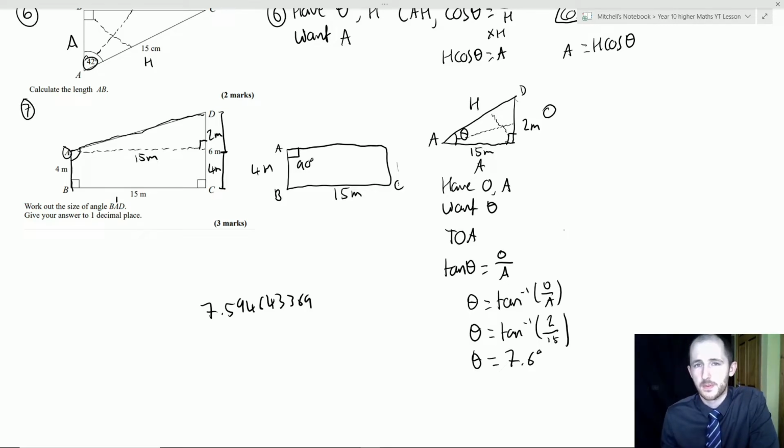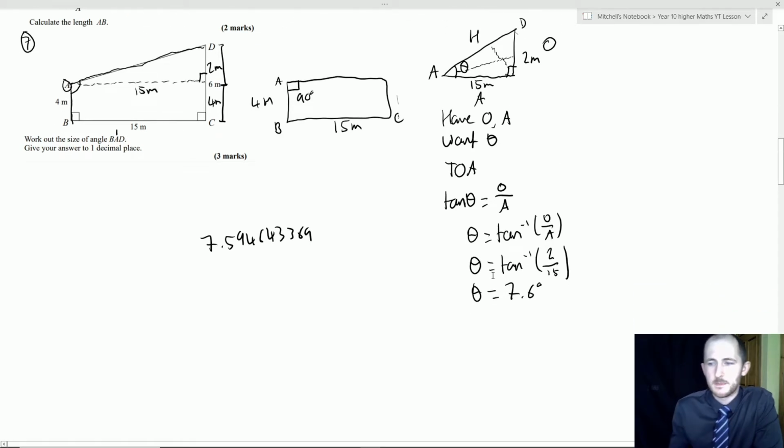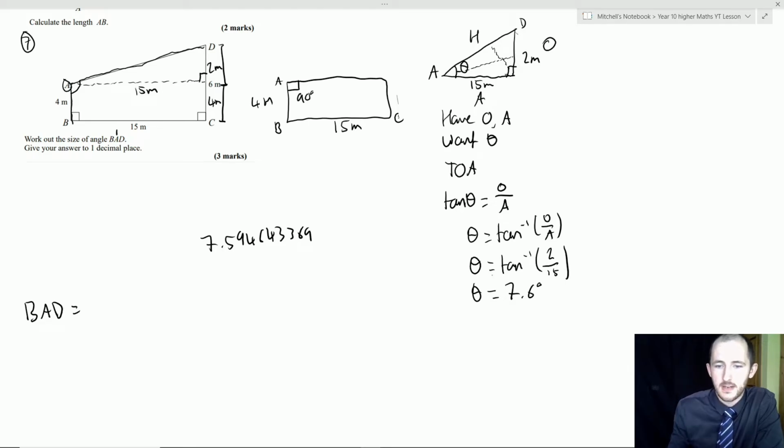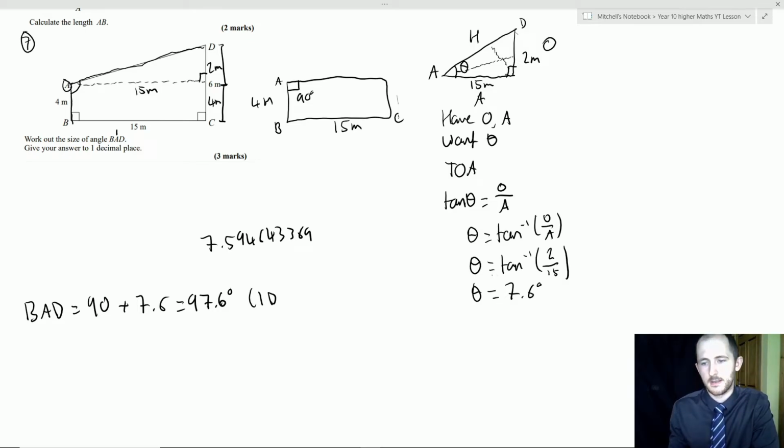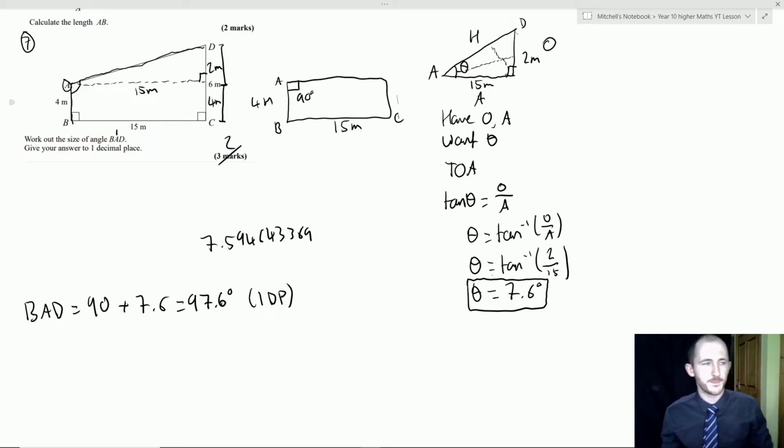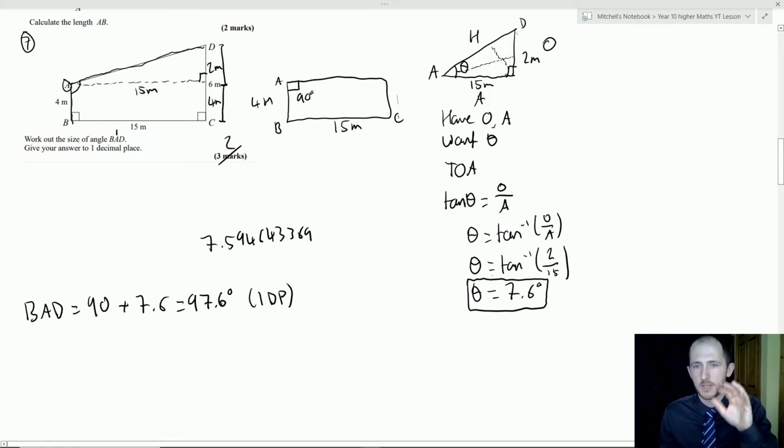Is that the answer though? Nope. Keep in mind BAD is equal to the right angle 90 plus the angle we just worked out. So in total it's 97.6 degrees to 1 decimal place. So you can probably see exactly where students lose the final mark because they think that this is the answer. Read the question. It's the whole angle. Okay? So if you slipped up on that bit, that should give you some motivation to make sure you're reading the question extremely carefully.